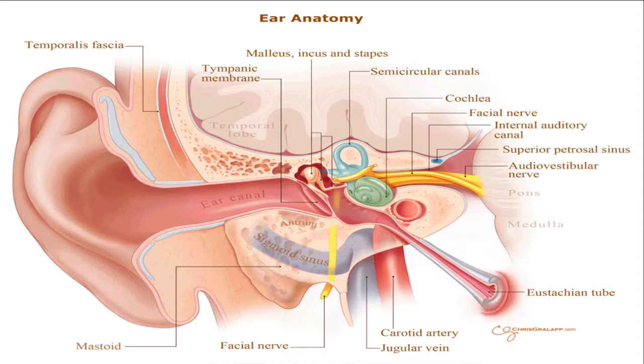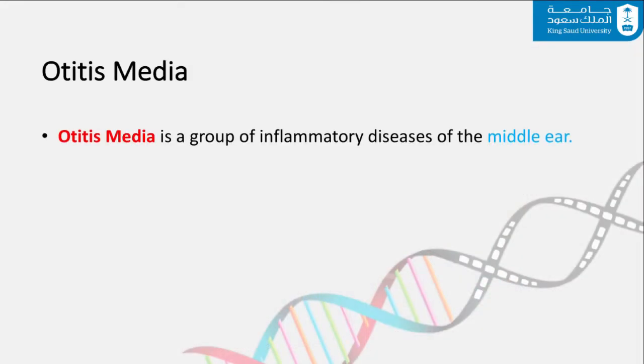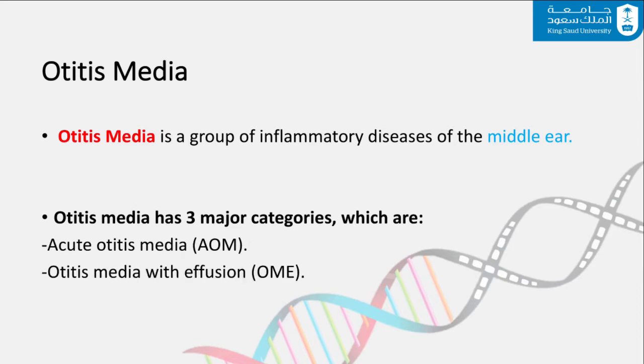Now on to the star of the show, otitis media. Don't let the name scare you. Otitis media is basically the inflammation of the middle ear. It's that simple. Otitis media has three major categories, which are acute otitis media, otitis media with effusion, some books may use a different name depending on the type of effusion, such as serous otitis media and secretory otitis media, and chronic otitis media.